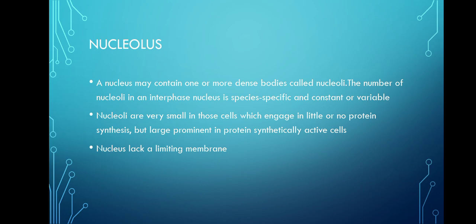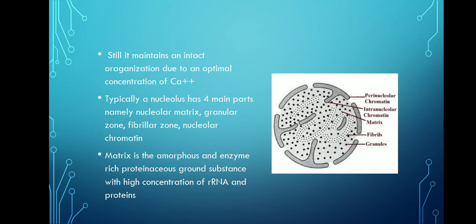Nucleoli are very large or very small in those cells which engage in little or no protein synthesis, but large and prominent in protein synthetically active cells. Nucleolus becomes disorganized during the late prophase of cell division and then gets reorganized during telophase. Nucleolus lacks a limiting membrane. Still, it maintains an intact organization due to an optimal concentration of Ca2+.